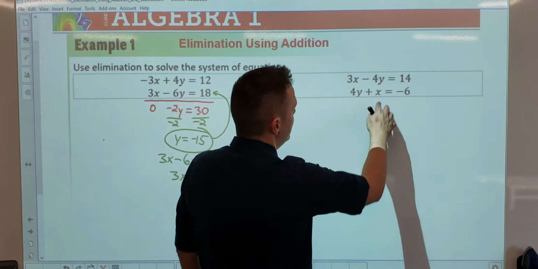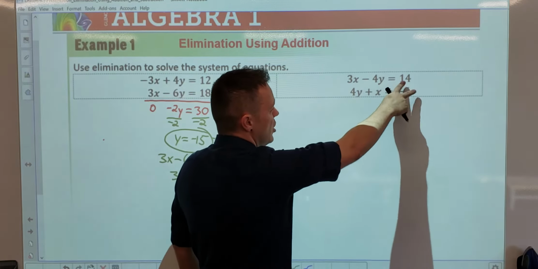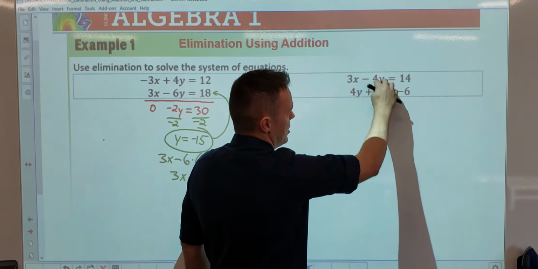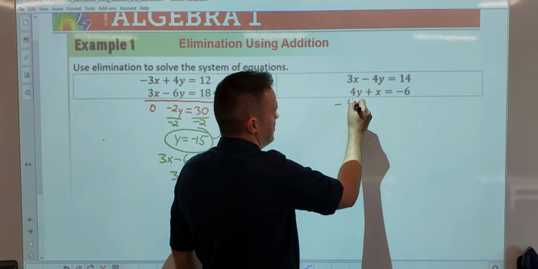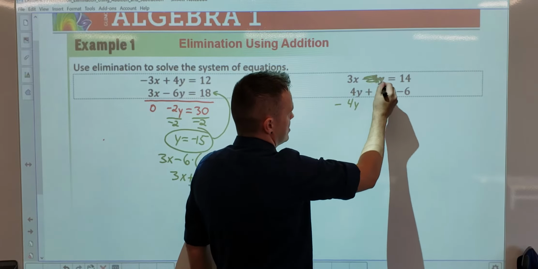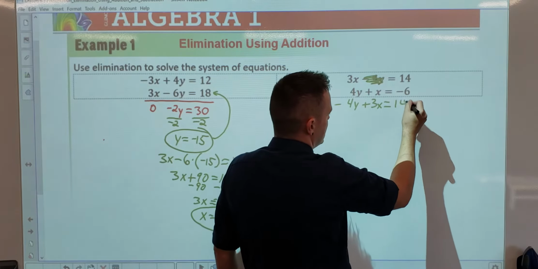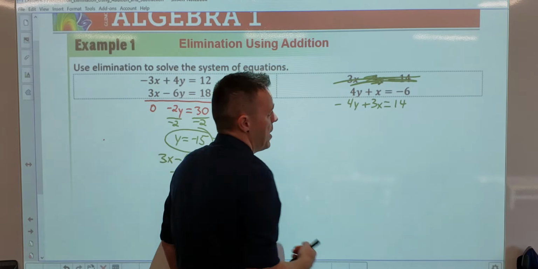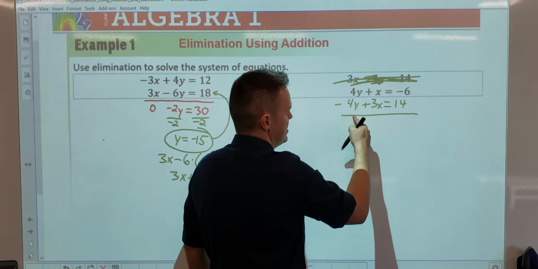Now this one here is not lined up, so what you've got to do is rewrite it real quick. I'm going to leave the bottom one alone and rewrite the top one. When I rewrite the top one, I'm going to write it down here as negative 4y, because that's what that is. So let me scratch this off. And then it's a plus 3x equals 14. Now I can scratch off the top because I'm rewriting it, because 4 minus 4 is 0.